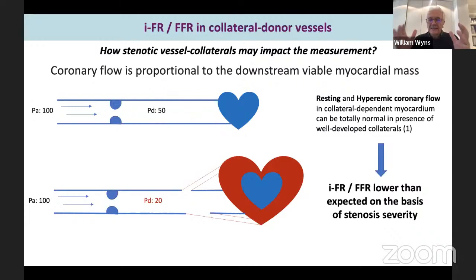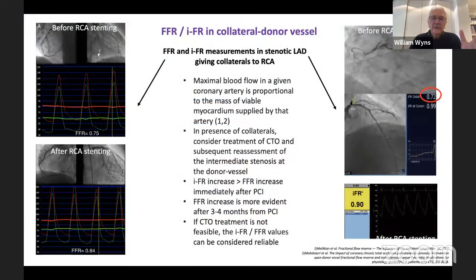Now, that is a situation of that patient, of course. What about the situation here? You have an example of it actually in the collateral donor vessel. How does it change after CTO? You want to explain this, Mattia? Please go on. Yeah, of course.